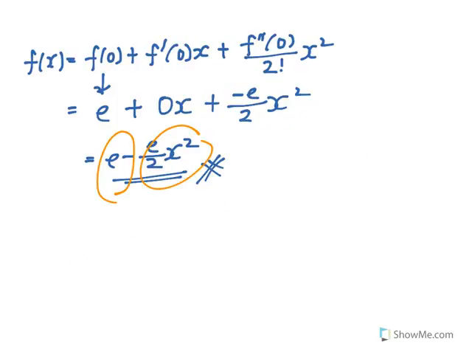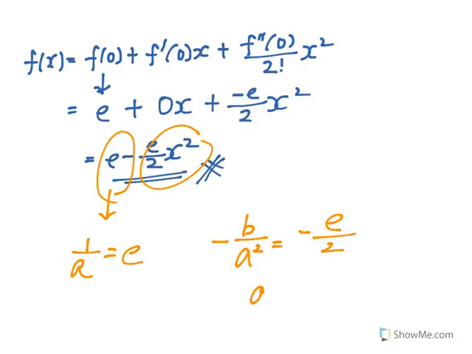It means that 1 over a is equal to e, and negative b over a squared is equal to negative e over 2. Comparing this, from here you get a equals 1 over e, and your b, plus by simultaneous equations, you get 1 over 2e. So that's all for PQ question 6.